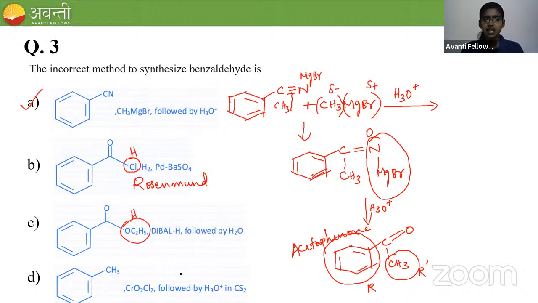And the last reaction is the Etard reaction, where we use chromyl chloride as the reagent. Got it? And here also the CH3 group will be converted to CHO and we get benzaldehyde from the compound. So option A is the answer for this question. Do you have any doubt here? Yeah, it is the Etard reaction. Good.